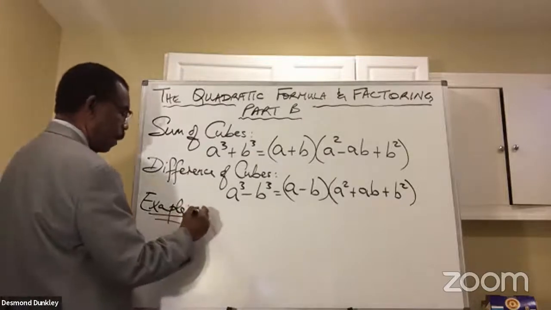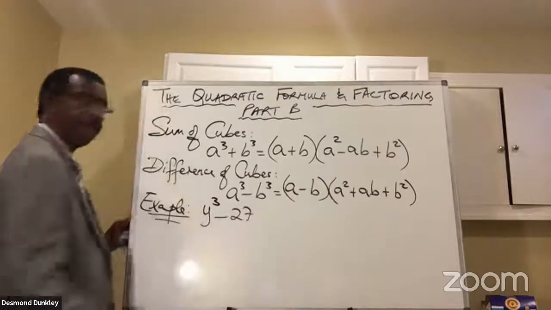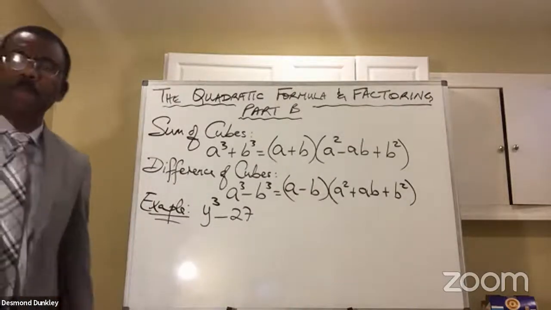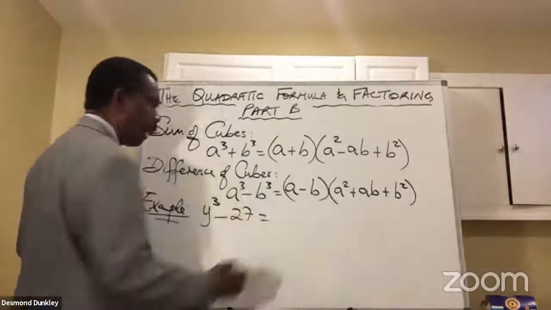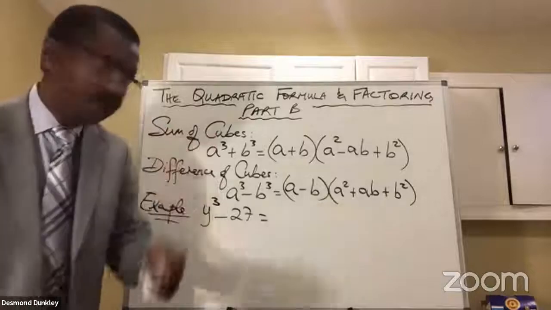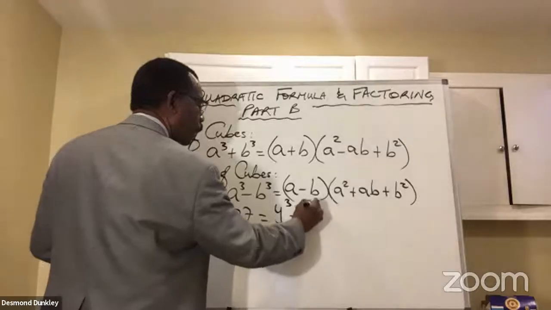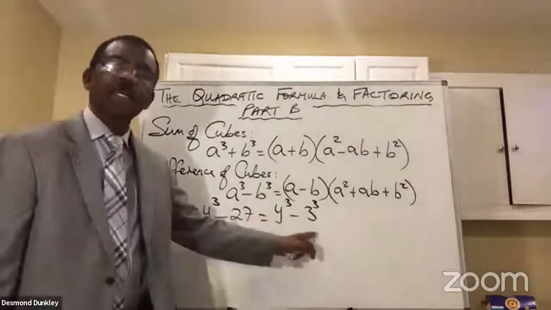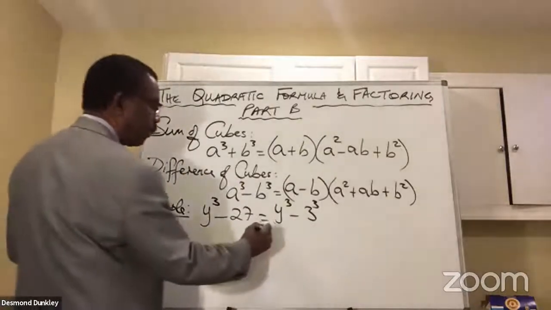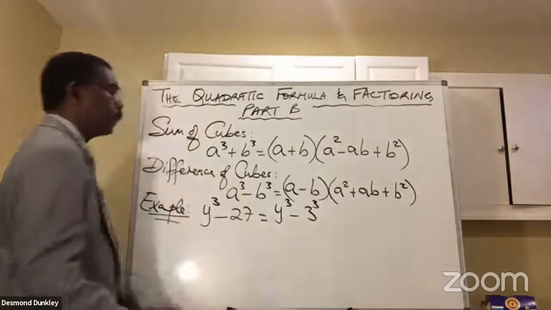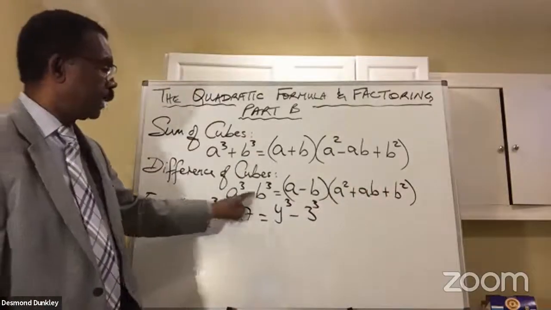Let's try y cubed minus 27. y cubed minus 27. How do you factorize that? Well, see if you could write it as the difference of cubes. So you write it as y cubed minus 3 cubed, because that's what 27 is. 3 times 3 times 3 gives us 27. And now we see that we have a difference of cubes. So now we can use this template. Not the first one, but we need to use this one.